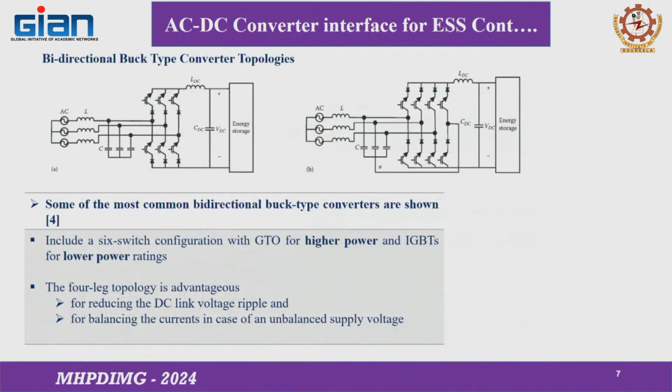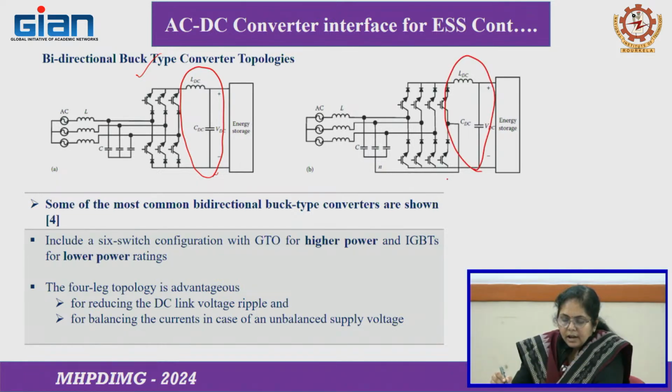power electronics converter. And then in the buck type there may be some other topologies also, but I have shown some topologies which are normally in use for interfacing this AC grid with the energy storage. So, this is the buck type topology where you can see that there is an LC filter in the output, and this topology has a 3-leg as well as 4-leg structure.